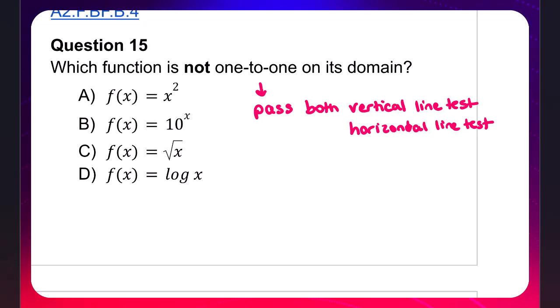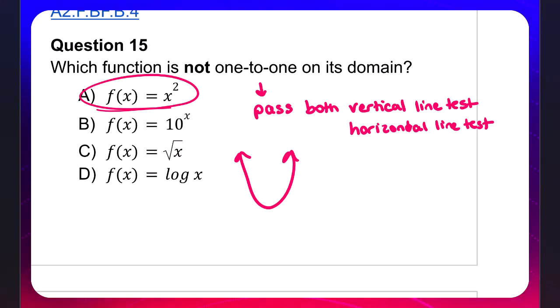Okay, so let me remind you. Also, you got to know your parent graphs. So if you don't know that x squared looks like this, if you have a calculator, graph it, that's great. But if you don't, I don't know what to tell you. So you got to know some of your parent graphs. So x squared is going to look like this.